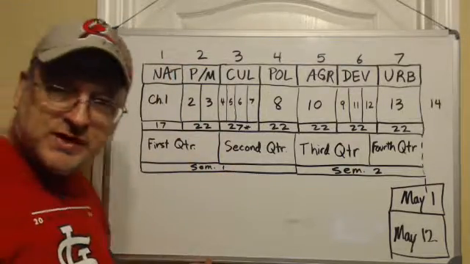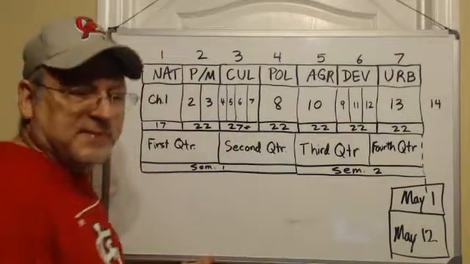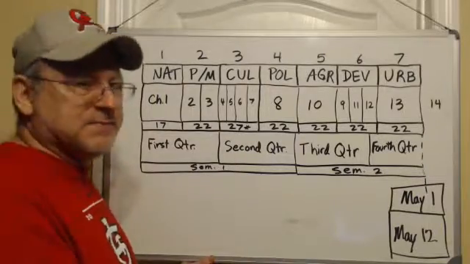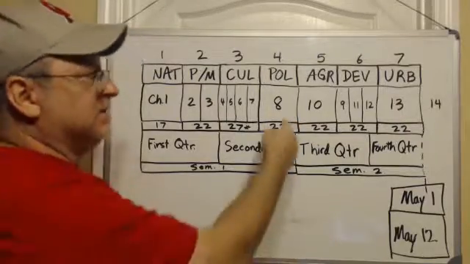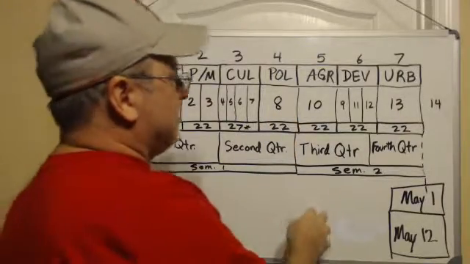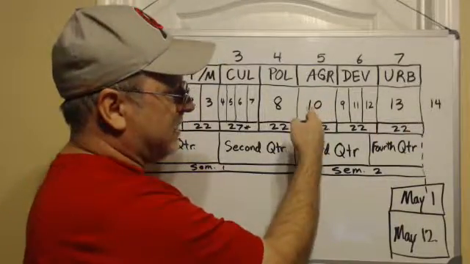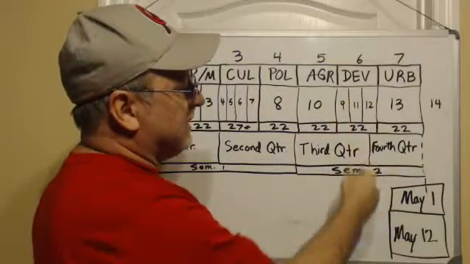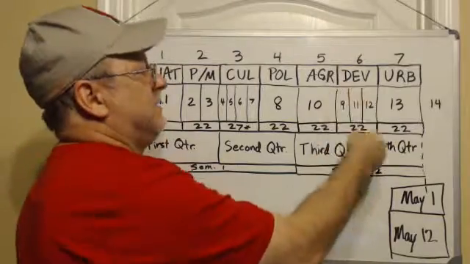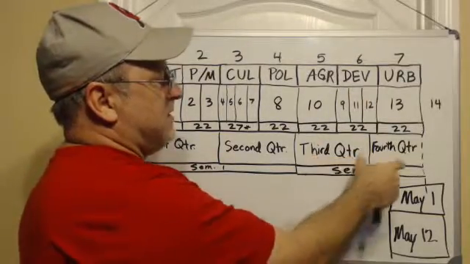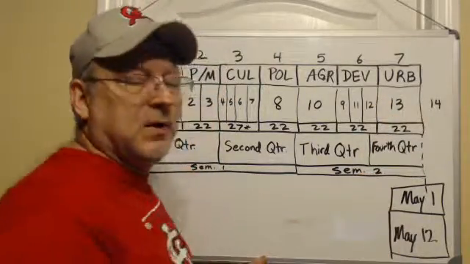Our second quarter, which will take us through Christmas, we should get through our culture unit and almost all of political. When we come back after Christmas, we will do a real quick review, and then we will test in political geography. And then during the third quarter, we'll start with agriculture, and then we'll do development, and we'll get most of development done in that third quarter. And then the last quarter, the last 9 weeks of the school year, is primarily going to be on urbanization.